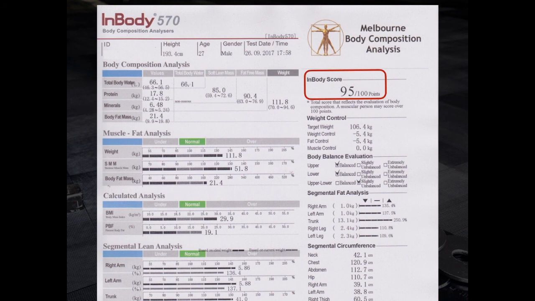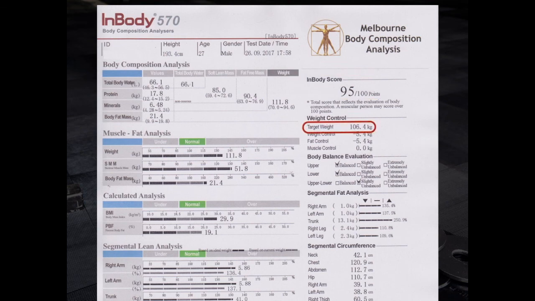The InBody score is an overall score which is given to evaluate your body composition, and your goal here is to try and get a higher score with any future scans that you do. So the higher the score, the better, and the best way to increase your score is to increase your muscle mass or to increase or decrease your body fat as it's recommended in the weight control section. Use this score as a bit of competition against yourself to see if you can improve on it.